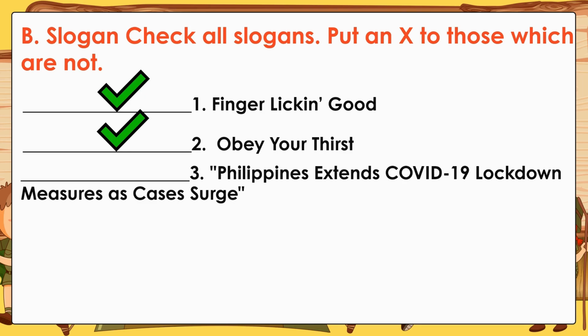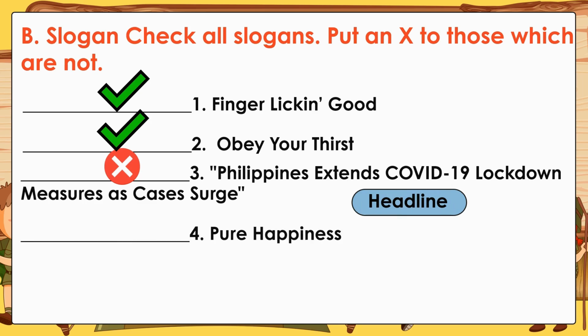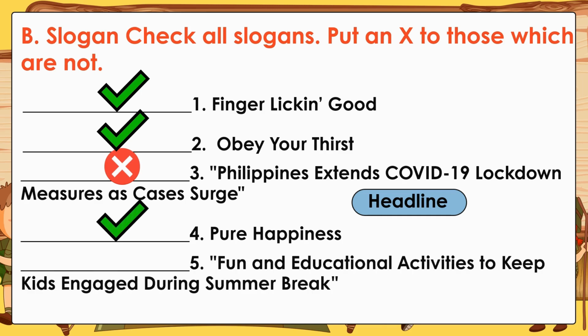Number 3. Philippines extends COVID-19 lockdown measures as cases surge. The answer is X. This is a headline. Number 4. Pure happiness. The correct answer is check. This is a slogan. Number 5. Fun and educational activities to keep engaged during summer break. The correct answer is X. This is a headline.